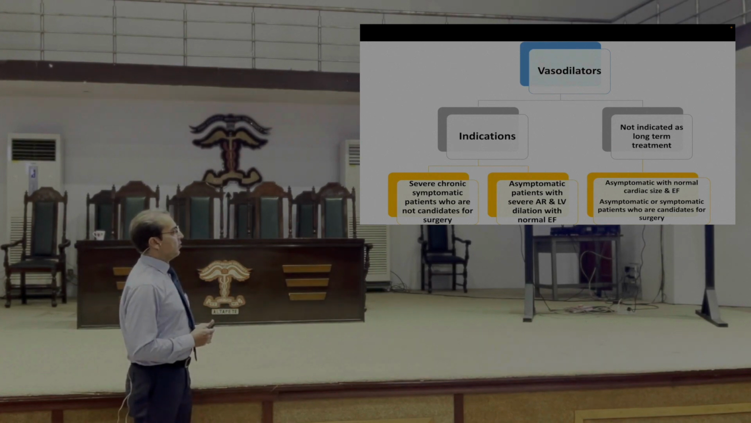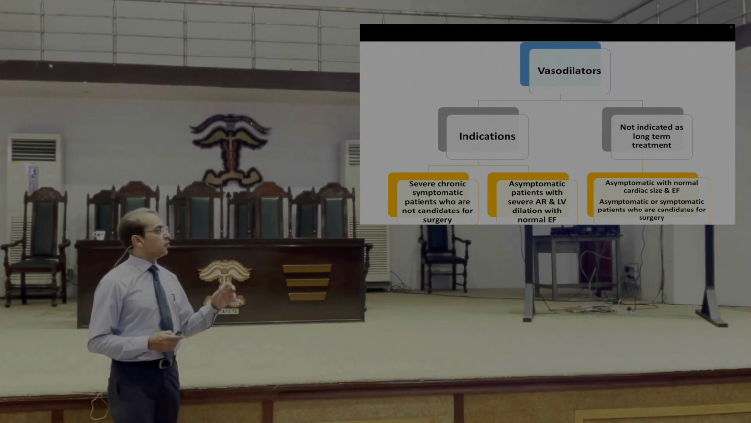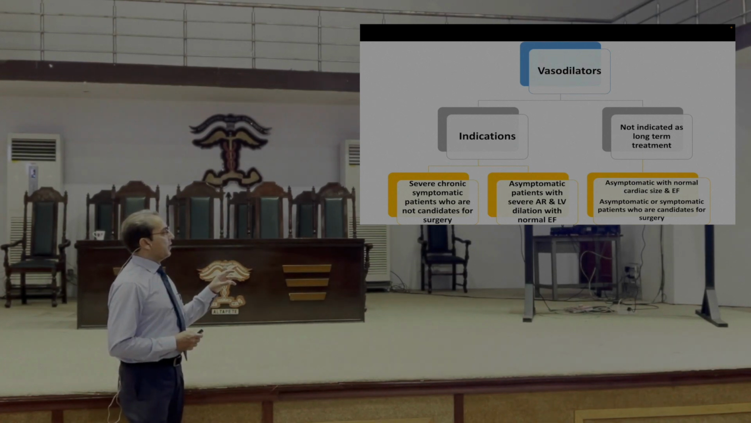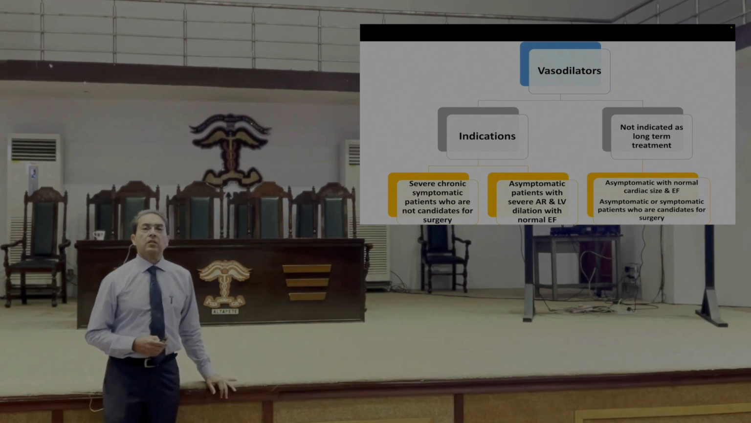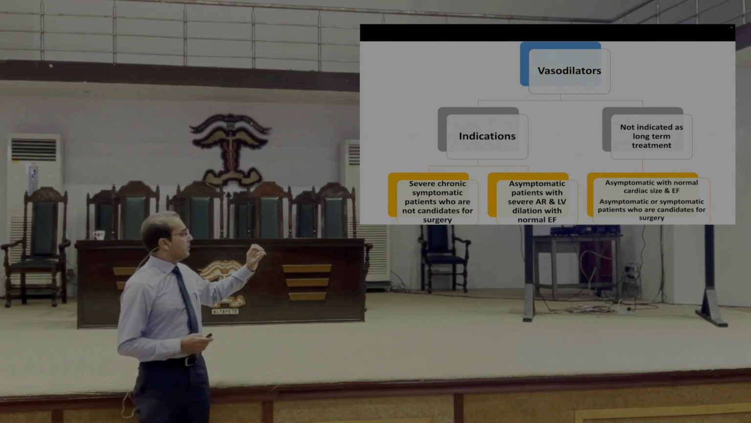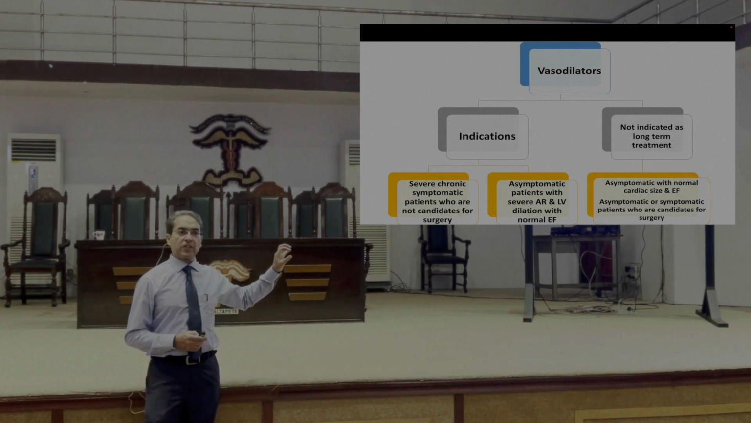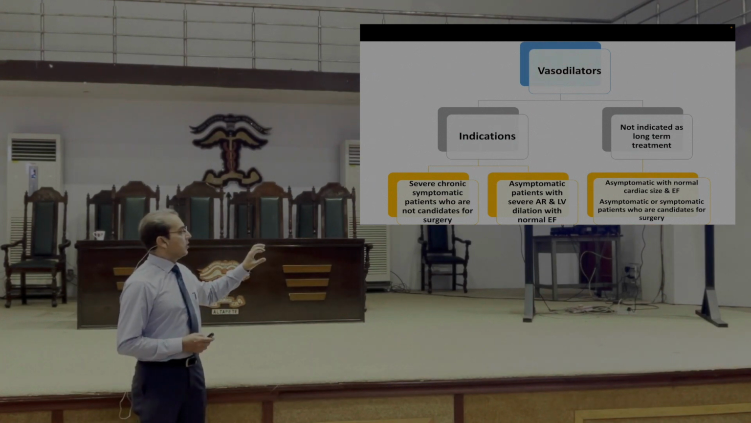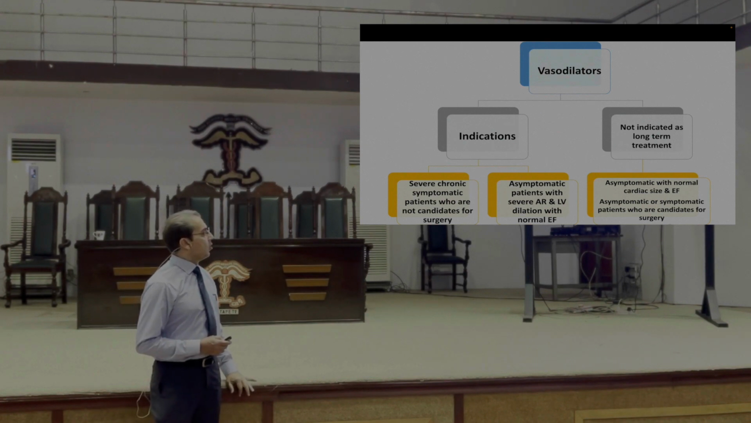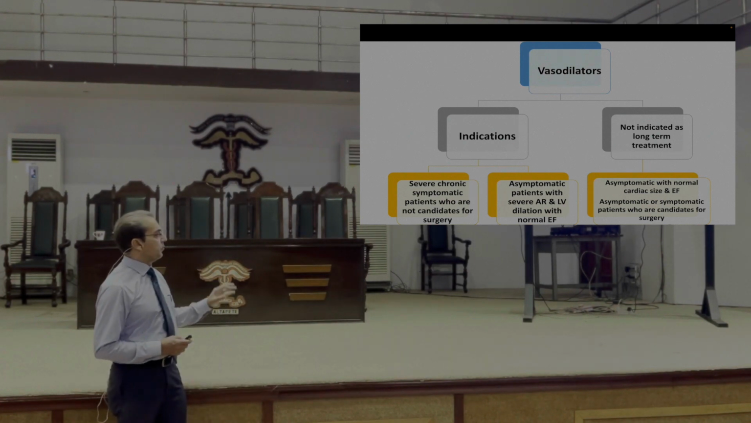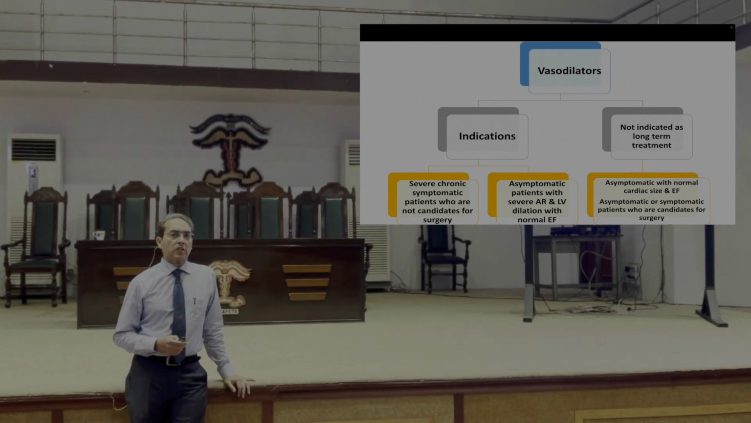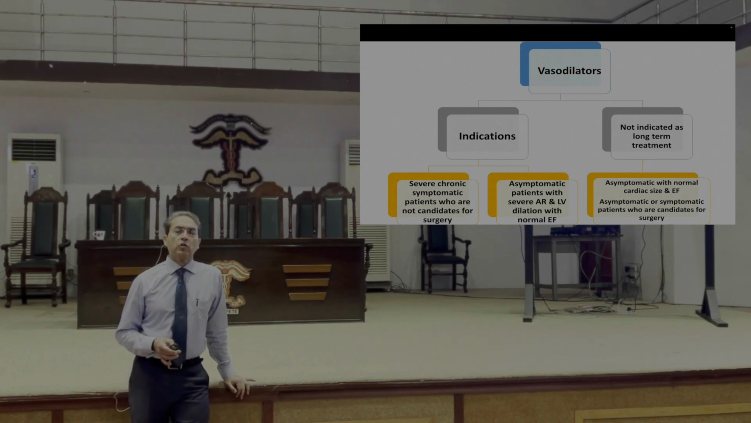Patients who are asymptomatic with normal cardiac size and ejection fraction should go for replacement. Asymptomatic or symptomatic patients who are candidates for surgery, in those drugs are not the choice. So if the patient is asymptomatic, has a normal ejection fraction, normal heart, aortic valve replacement is the treatment of choice. It is not the drugs. Similarly, if the patient is undergoing surgery, you should not offer long-term vasodilator treatment, whether the patient is symptomatic or not and is going for surgery. In these patients, we are not going to use vasodilator drugs.